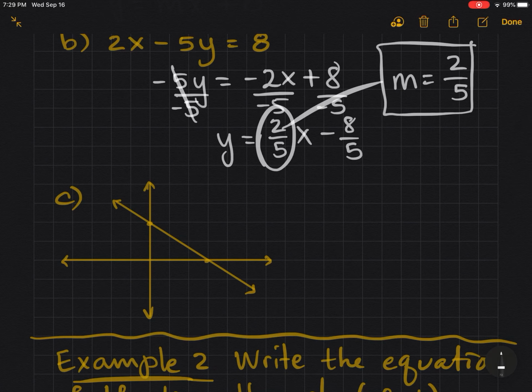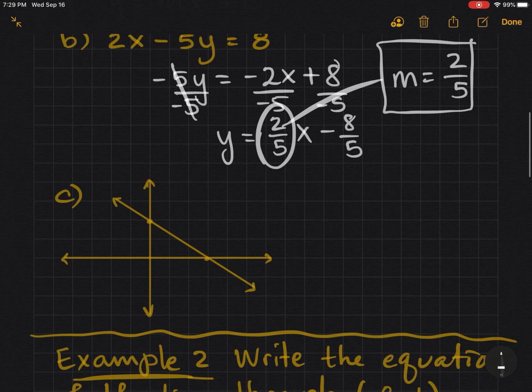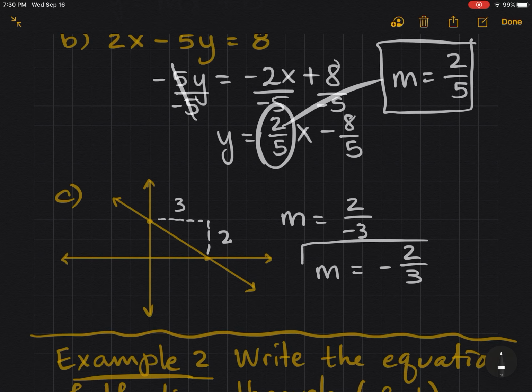For this example, we still want to find the slope. So we're going to look at rise over run, up 2, but back 3. So up is positive, back is negative. So the slope is negative 2/3. I like to put the negative sign out front.